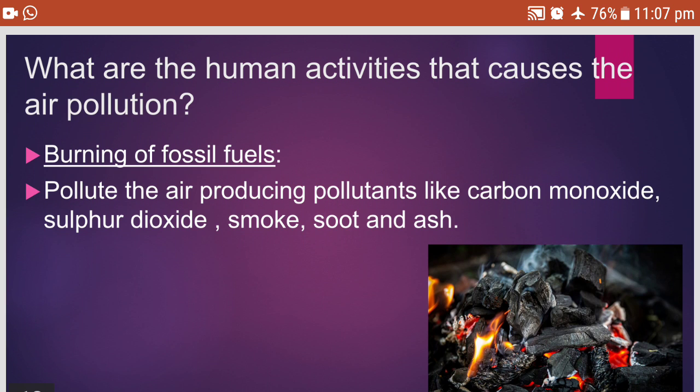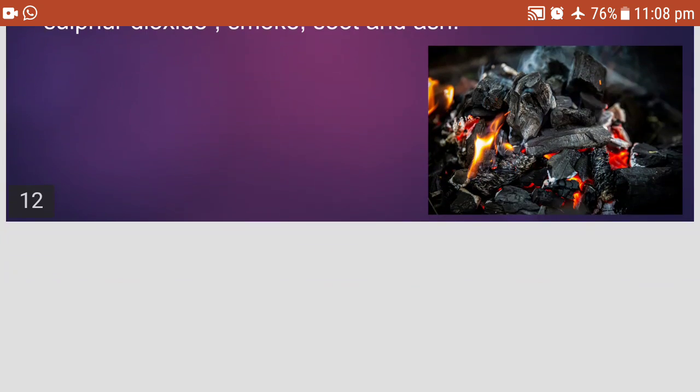Number one is the burning of fossil fuels. Yes, we often observe people using fuels for cooking and for automobiles. They produce pollutants like carbon monoxide, sulfur dioxide, smoke, soot, and ash, thereby causing air pollution.